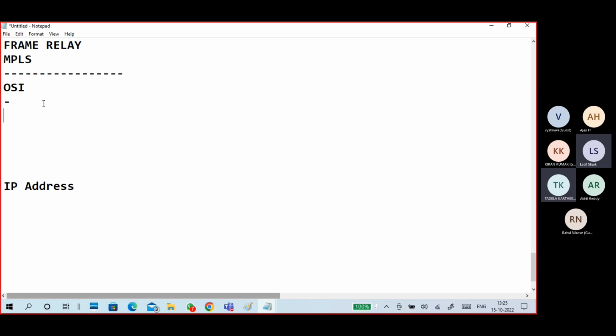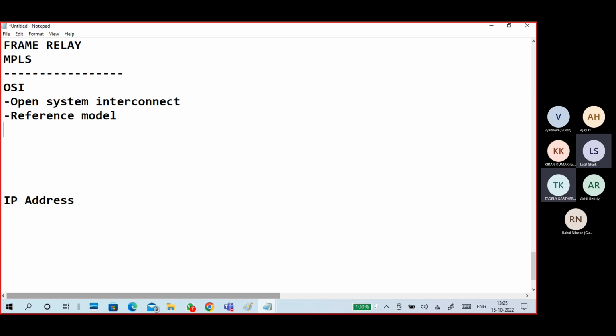OSI, Open System Interconnect. This is a standard model. It is a reference model. In how many layers? 7 layers are there. And one more important thing, that is OSI to TCP/IP comparison.